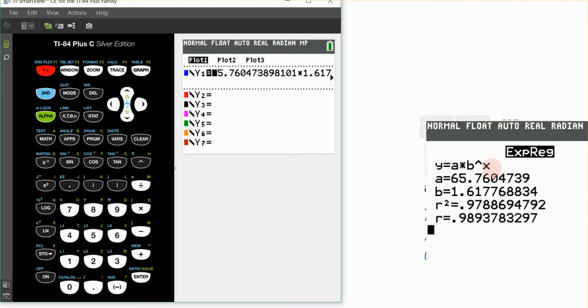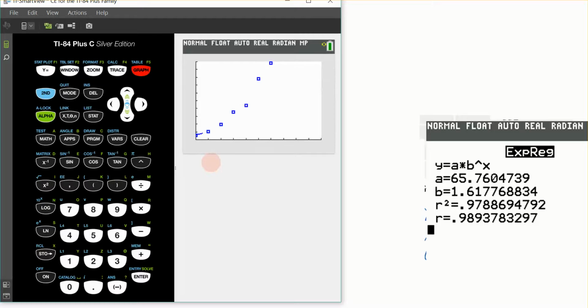Now let's just see how well this equation actually does fit my data. So I'm going to go to graph, and it should graph the exponential regression on top of the data that we are looking at. And here it's a pretty close fit. I would say that it's probably the best choice for what we're doing right now. And so that's the equation that we're going to use. Now let's just write it down.